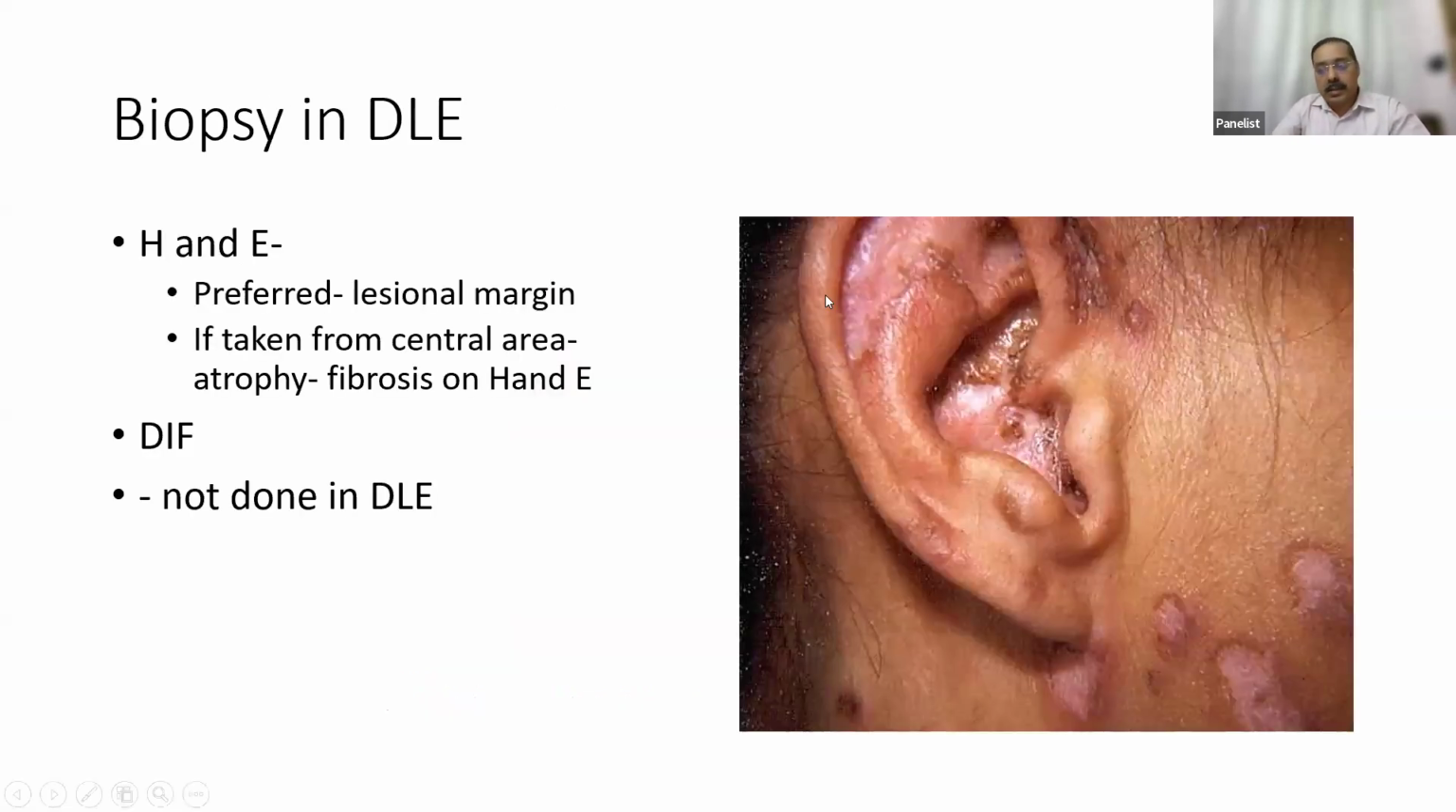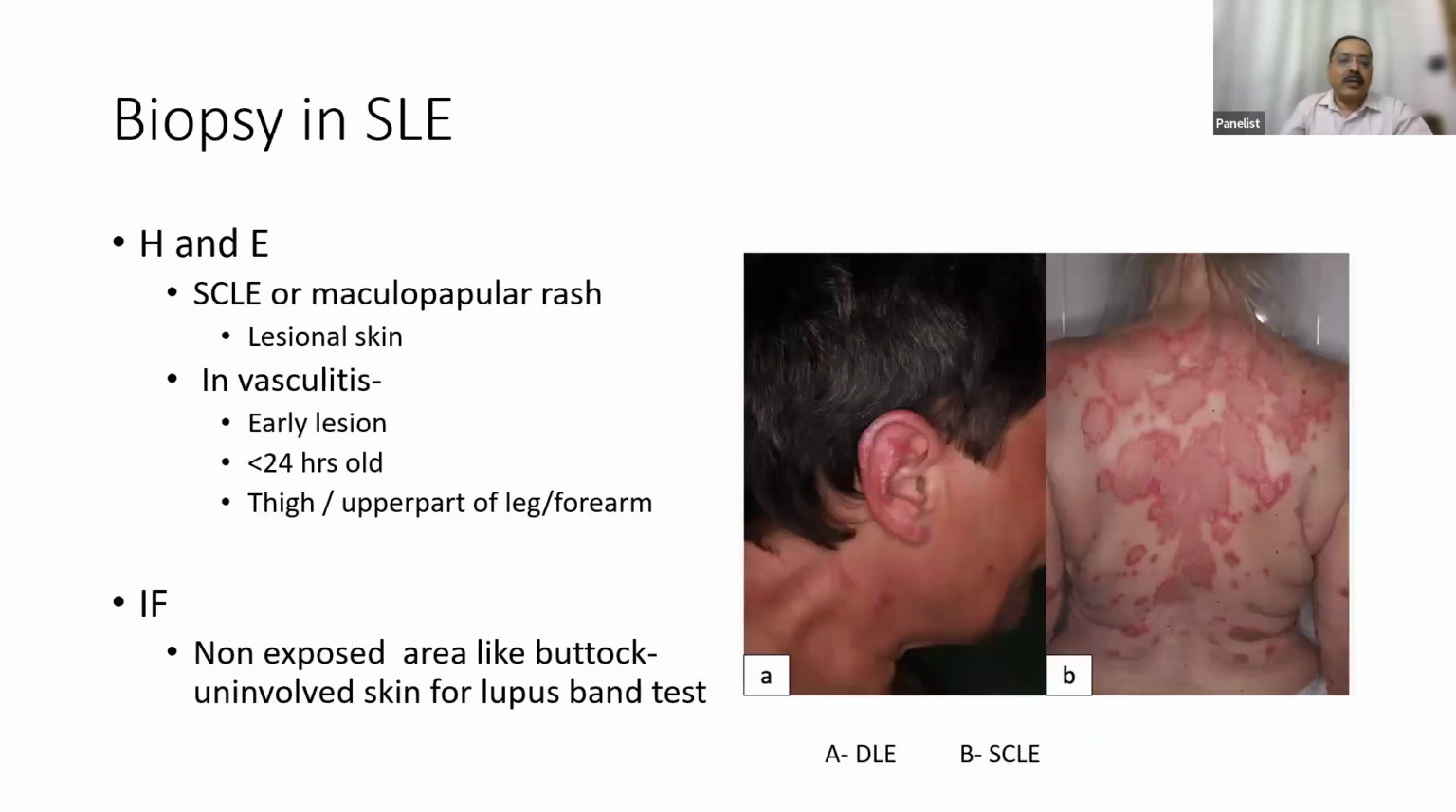Then in DLE, many people make the mistake of taking a biopsy from the center. You are going to get atrophy and fibrosis in the H and E stage. So it should always be taken at the lesional margin and from an early lesion if possible. Usually we don't do DIF for DLE unless it is a DLE with an SLE. In SLE, when you are seeing a subacute cutaneous LE or a maculopapular rash, we always prefer that it is done from the lesional skin, preferably a larger chunk from within the lesion and a smaller chunk of the normal skin.